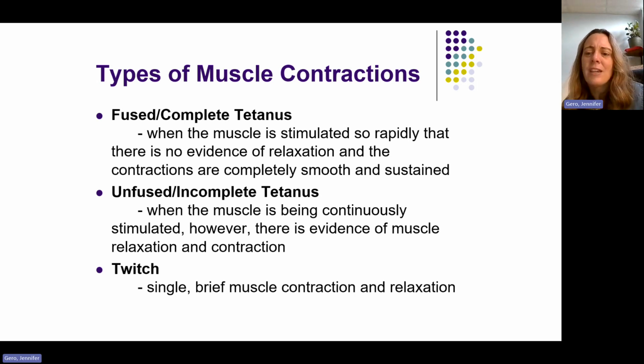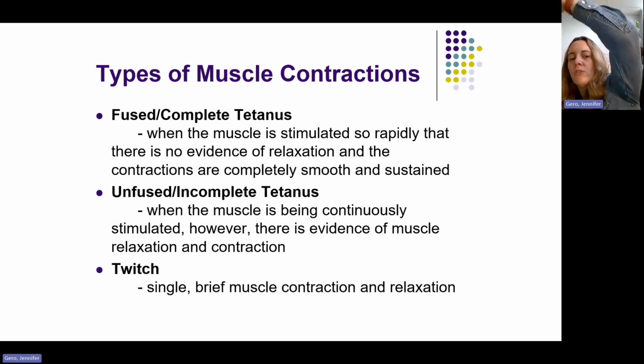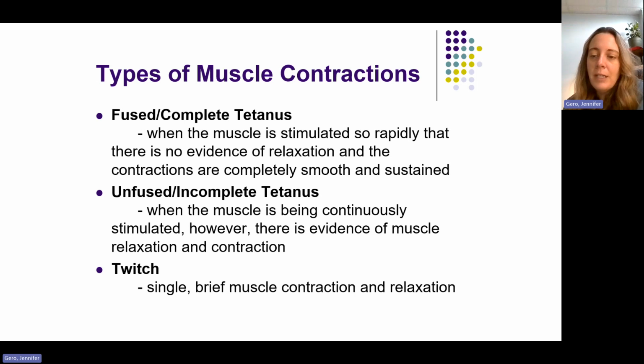So in unfused or incomplete tetanus, you will see it on the chart on the next slide. You see contraction, partial relaxation, stronger contraction, partial relaxation, stronger contraction. In fused or complete tetanus, the stimuli are coming so fast from the nervous system that you don't actually see any relaxation in the muscle at all. It's going to be smooth and continuous and just keep contracting, keep contracting, keep contracting. So, Ms. Cheryl, what does that look like?